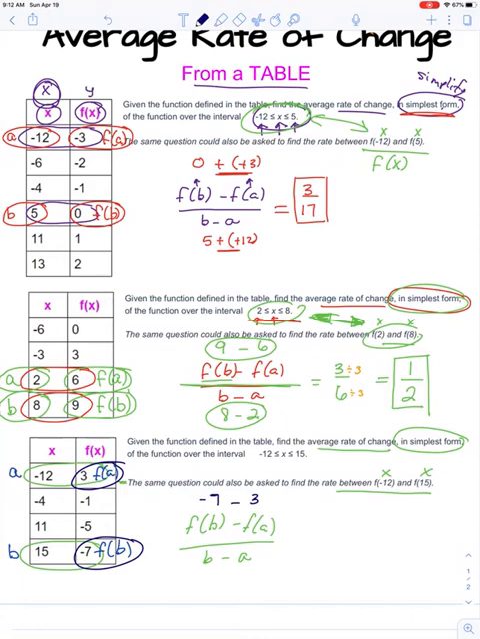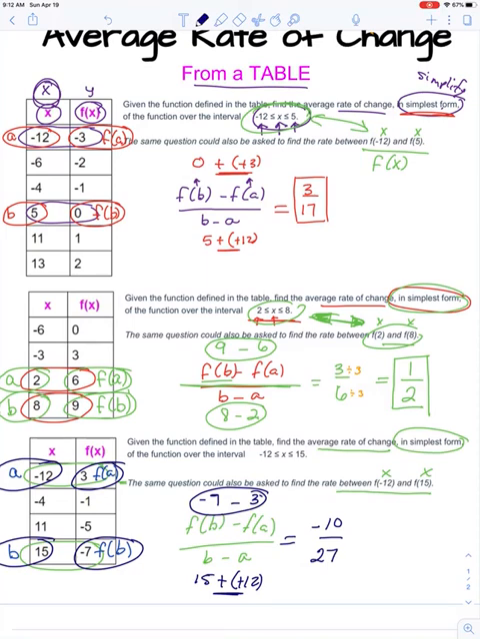Okay, B, come over here. B is 15 minus A, which is -12. Remember, put your negatives inside parentheses. Equals, well, we just talked about number 2. Simplify your numerator first. So -7 minus 3, -10 over, 2 negatives make a positive, so 15 plus 12 is 27.